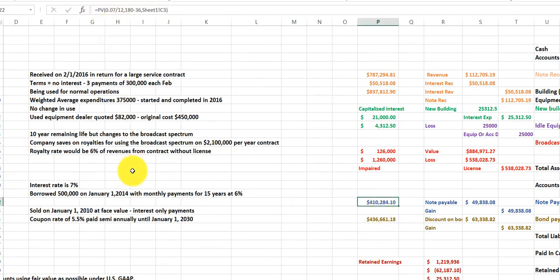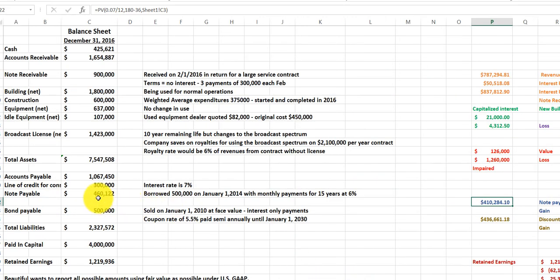We use 7%. Notice that's different than the original 6%. There were originally 180 payments. We've made 36 payments. All right, so that is how we get the number of payments left, and then this is the payment amount. And we notice that the fair value, or the present value, is 410, not the 460.